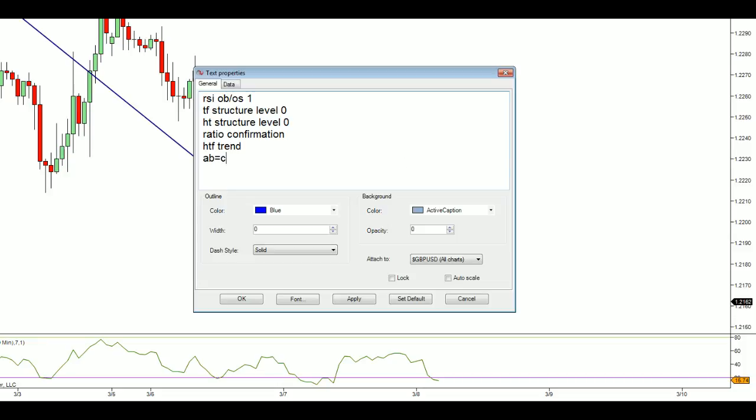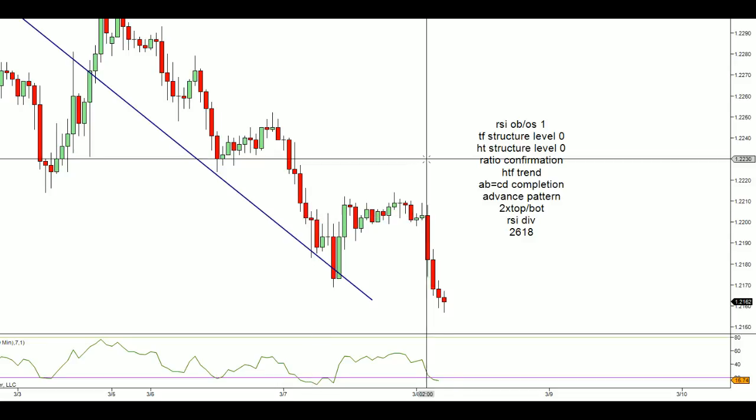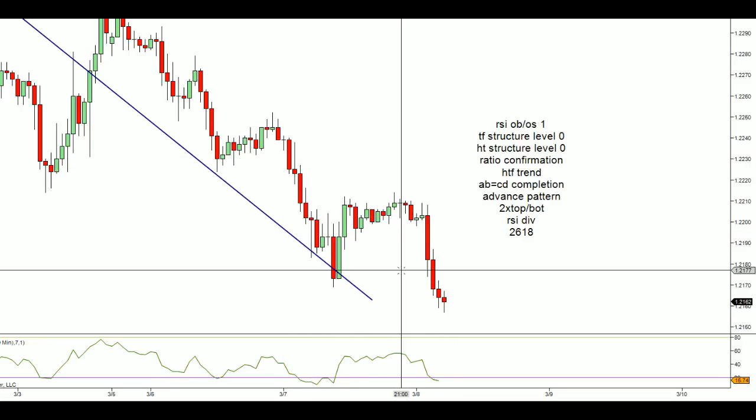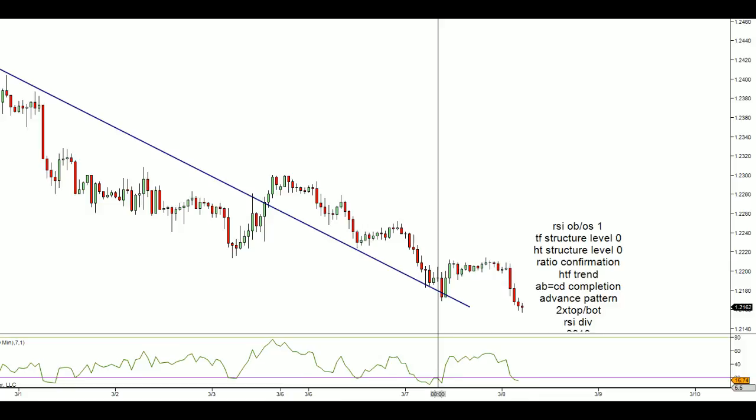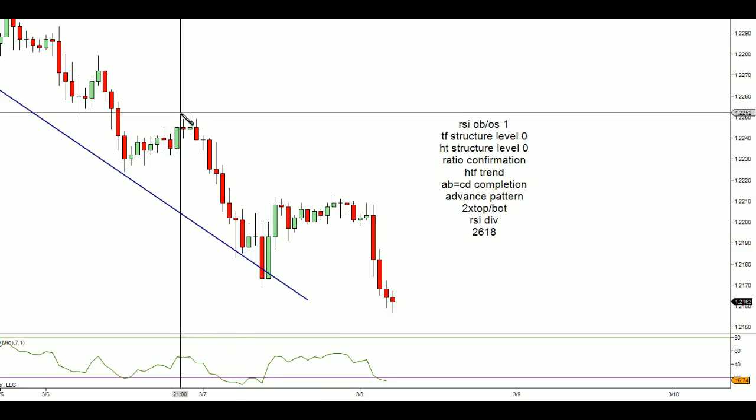AB equals CD completion. I forgot to put that in there on another advanced pattern. Two X top or bottom, 20 or RSI divergence, and 2618. Okay. So do we have some kind of ratio confirmation? We could do a fib extension.